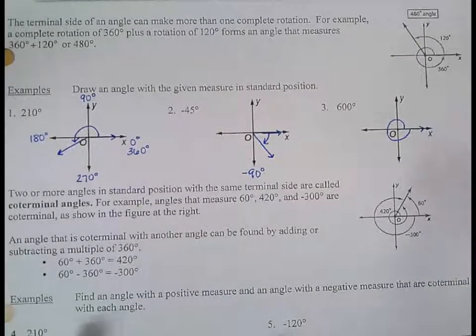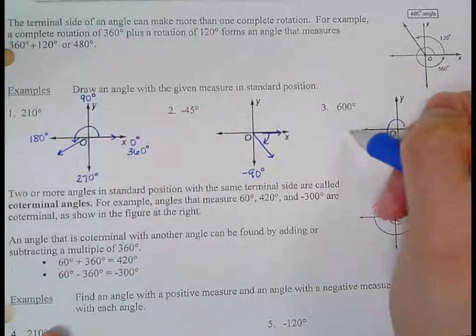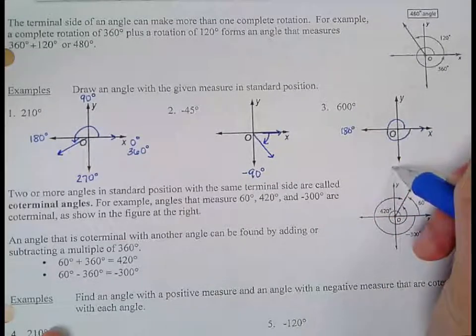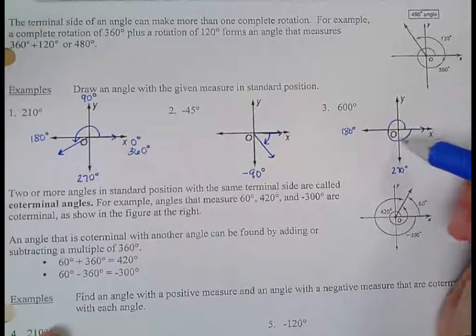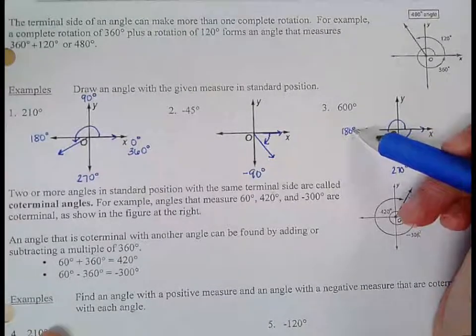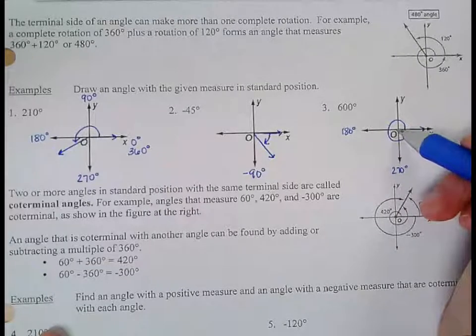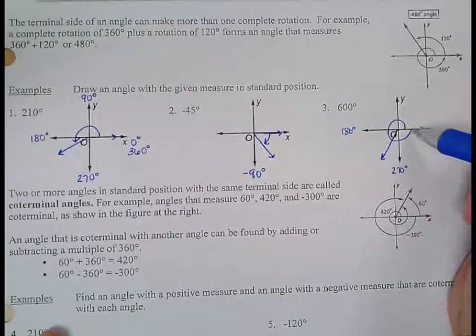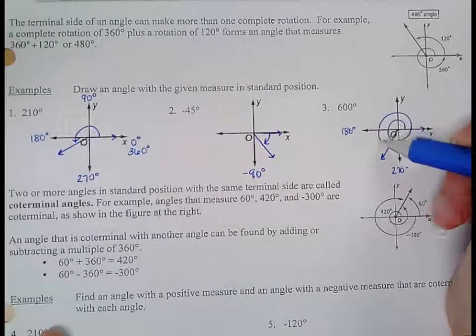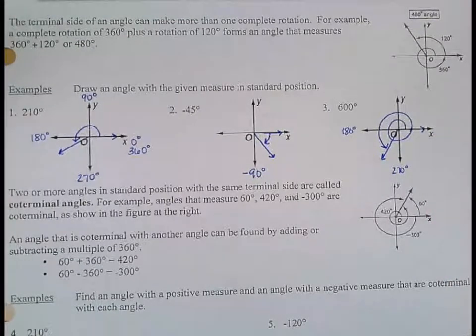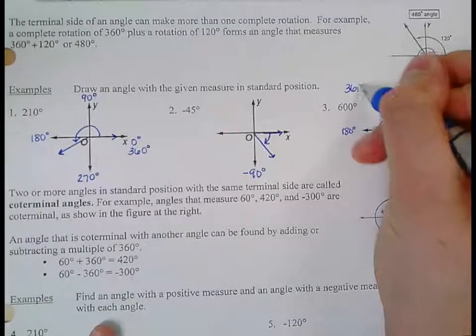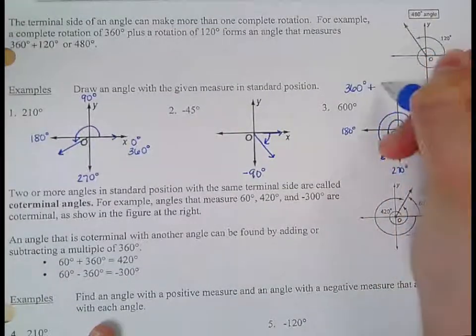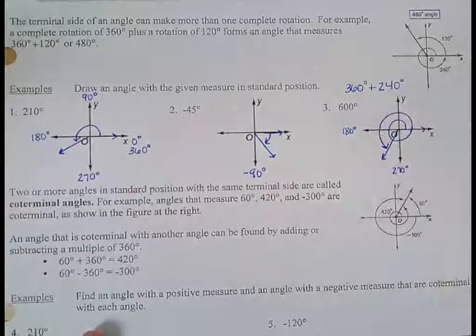240. So let's see again. This is 180 over here. This is 270 down here. So 240 would be 60 degrees past 180. So terminal side would be about here. So I would keep going around all the way to that terminal side. Then if you want to make a note here, we went a full rotation of 360 plus we had to go an additional 240 degree rotation to get to the 600 degree angle.